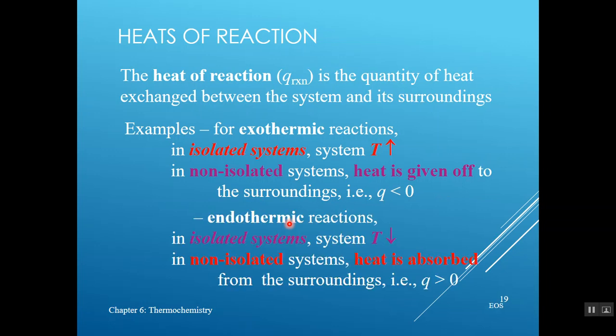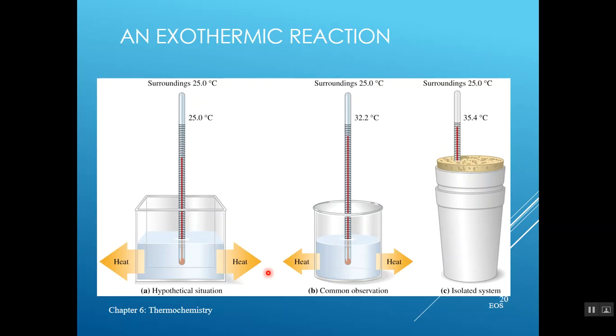In endothermic reactions, the opposite will be true. Heat is absorbed by the system, which means that Q will be positive, right? Now, in an isolated system, that would correspond to a fall in temperature. And again, a fall in temperature will occur in non-isolated systems, but the extent of the fall would not be as great as in the case of isolated systems. Okay, and to explain this further, we're going to look at an example of an exothermic reaction.